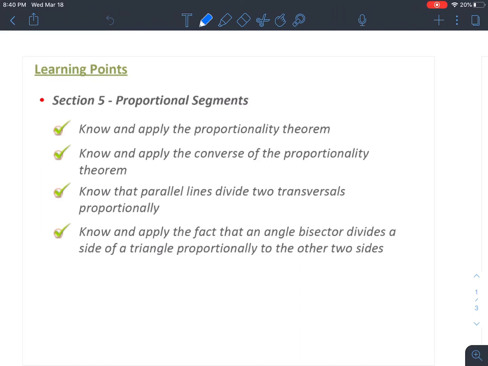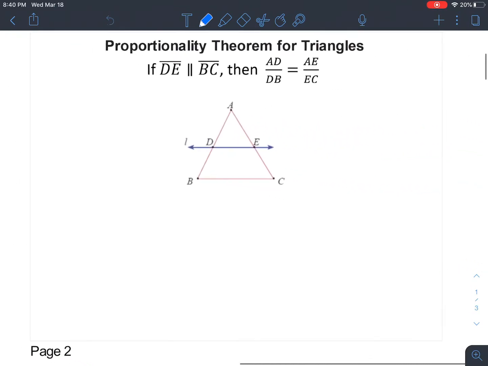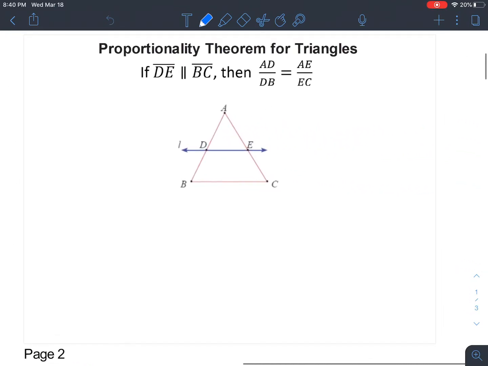So what we're going to be doing in this lesson is talking about proportionality. We've got all of these points here, and basically we're just going to be doing more work with ratios. The first thing that we need to know is the proportionality theorem for triangles.